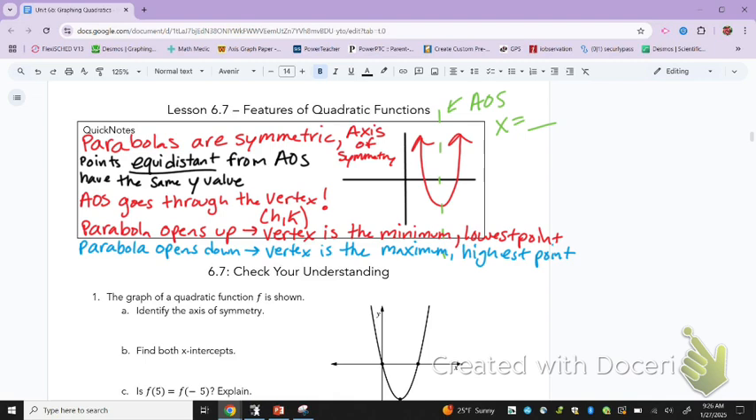Right now, I'd like you to pause the video, make sure you have your notes filled out, and then try the check for understanding. So we're going to work through the check for understanding, and then we'll get a start on our homework. So again, if you haven't written down these notes, please do so. These are all the key features of a quadratic graph.